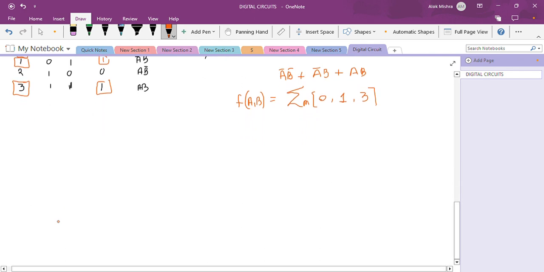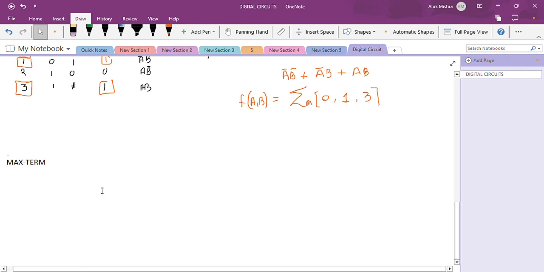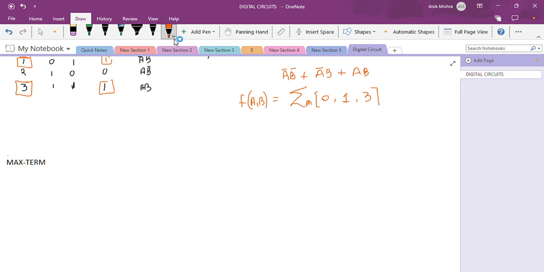Let's move to the next topic, that is maxterm. This maxterm is a complemented form of that minterm only. So if you are very good with the minterm form, then it's very easy for you to directly answer the maxterm. Whatever you apply onto the minterm, you just apply the complemented version onto the maxterm.